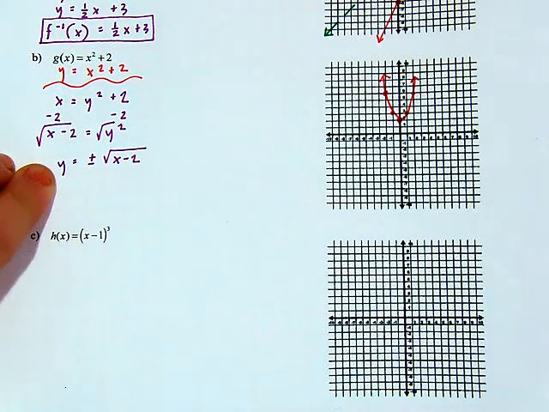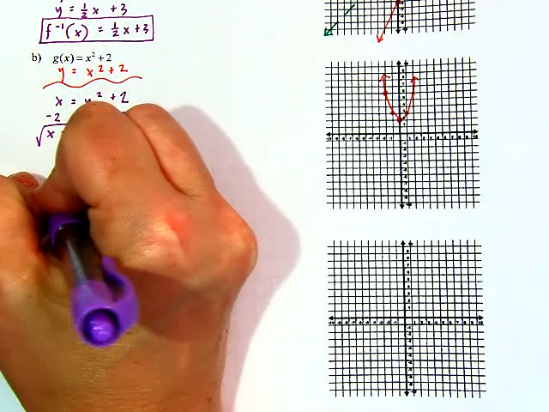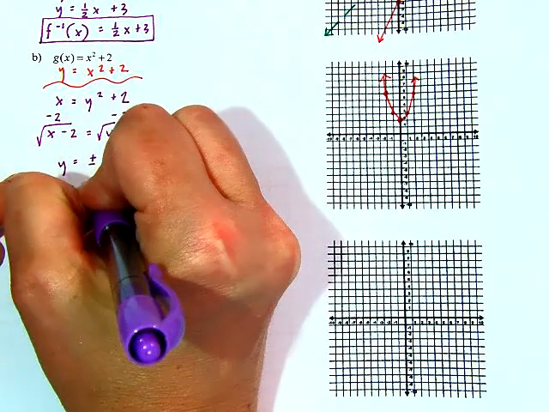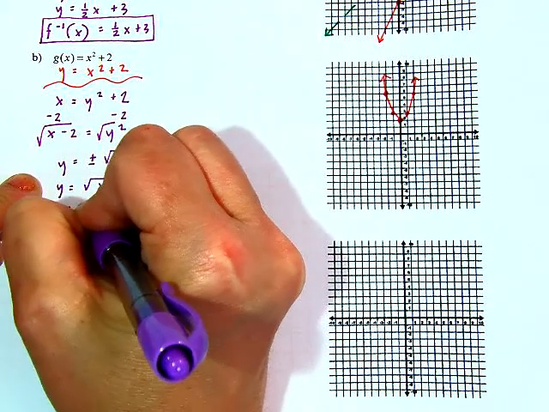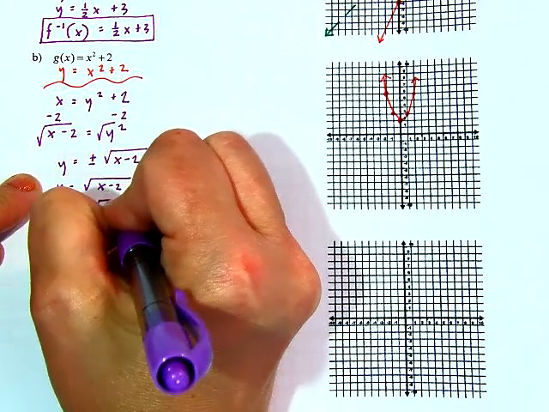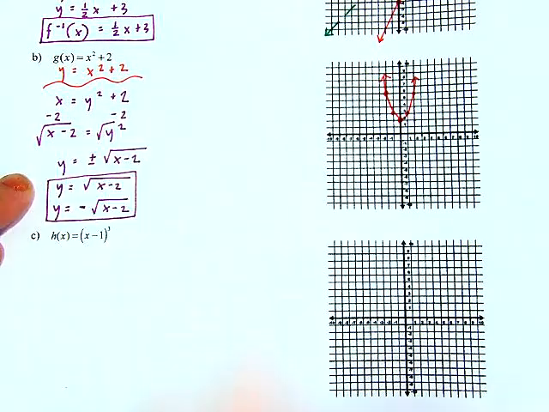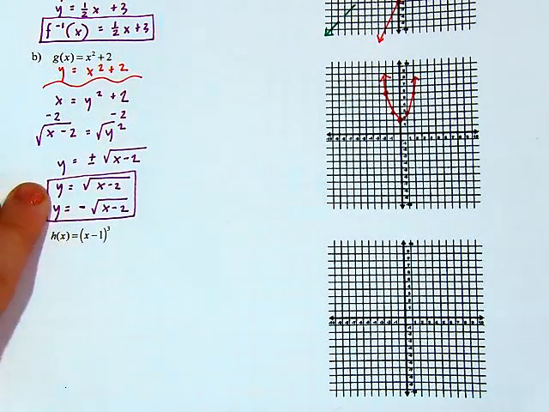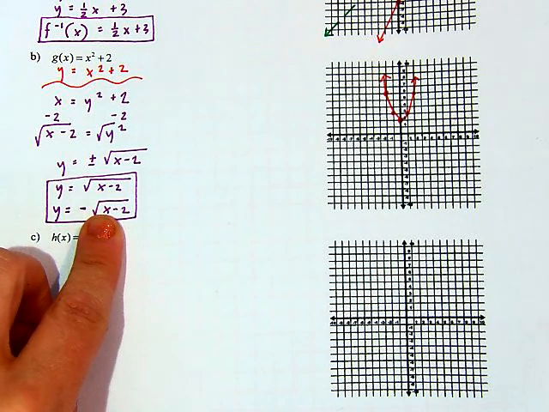Here, I'm not going to use my fancy inverse notation because this is actually two separate functions. I have the square root of x minus 2, and negative 1 times the square root of x minus 2. So my inverse is really two separate functions. It's going to be a square root function 2 to the right, and then its reflection.